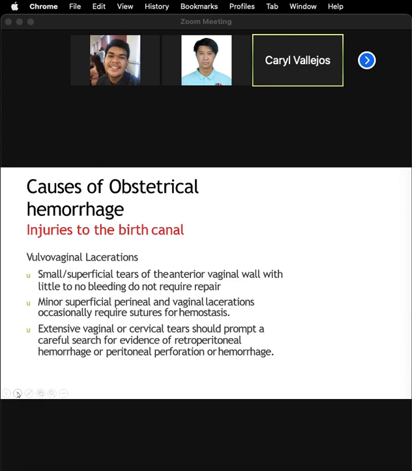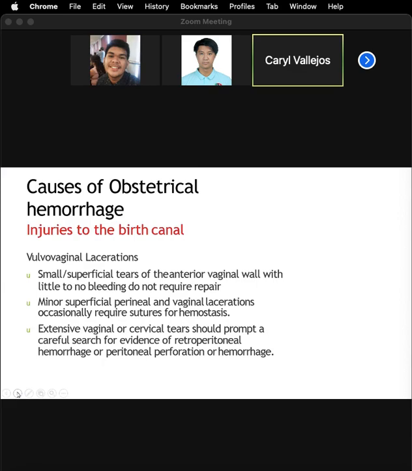So we are done with the uterine atony and your uterine inversion. Next is your injury to the birth canal or your lacerations. Vulvovaginal lacerations: usually there are small superficial tears of the anterior vaginal wall with little to no bleeding which do not require repair. Minor superficial perineal and vaginal lacerations occasionally require sutures for hemostasis.